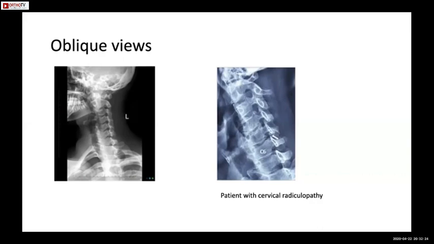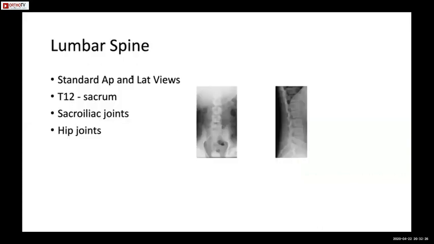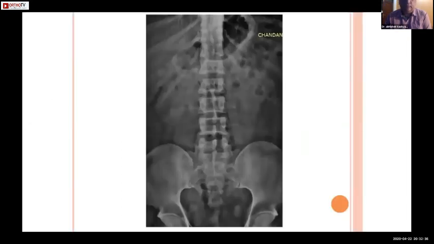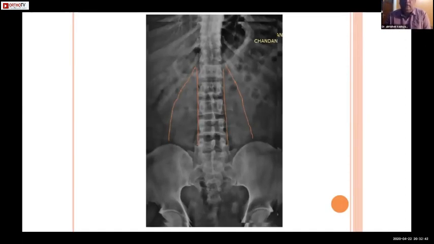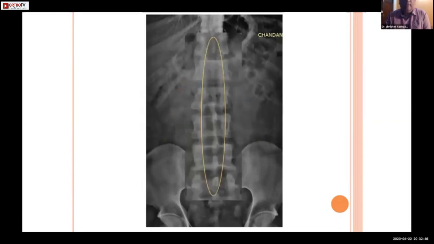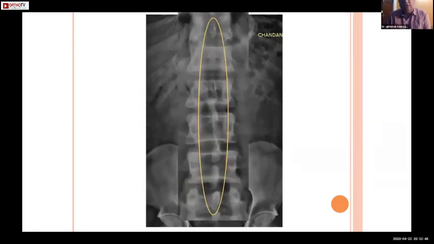Coming to the lumbar spine, a standard AP and lateral view is usually ordered. It basically should be from T2 to the sacrum. It should show both the sacroiliac joints and the hip joints. So you again start from outside to inside. You can see the paravertebral shadows because of the psoas. You need to see the alignment of the spinous process.